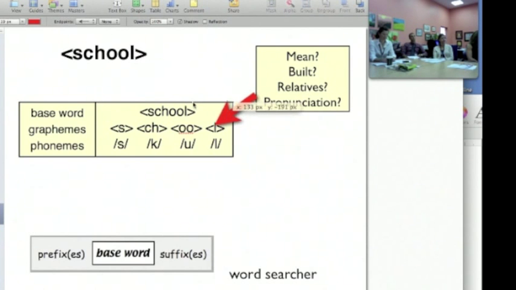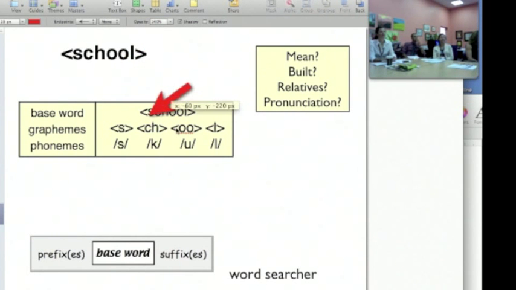Okay, so we know the first part we say /s/, and we write this with an S. Now say school again. What do you feel right after the S in school? Just do the part you feel after S. So that is the phoneme /k/. How are we writing /k/ in school? With a CH. Say that nice and fast. CH. The CH is a way of writing /k/ in school.